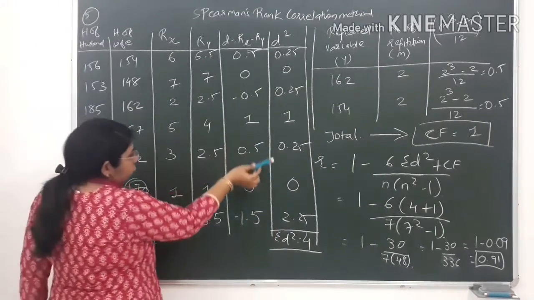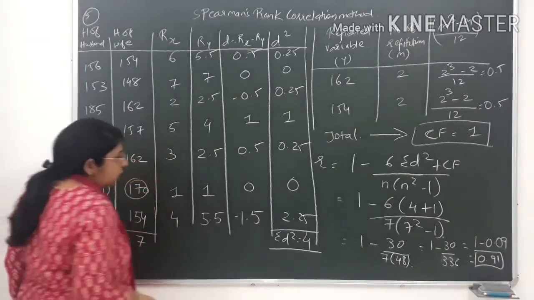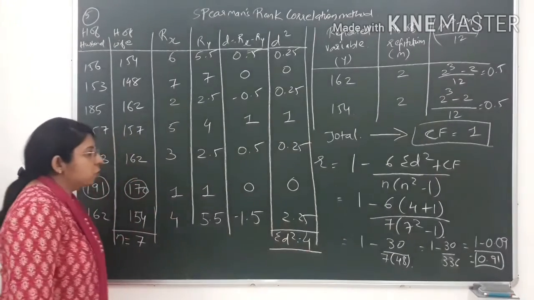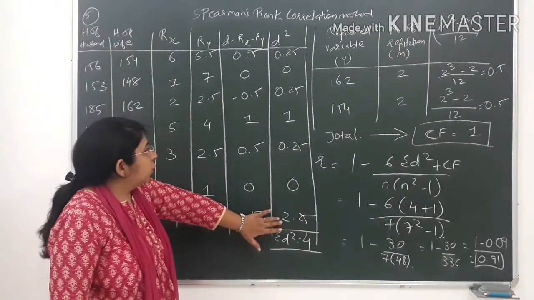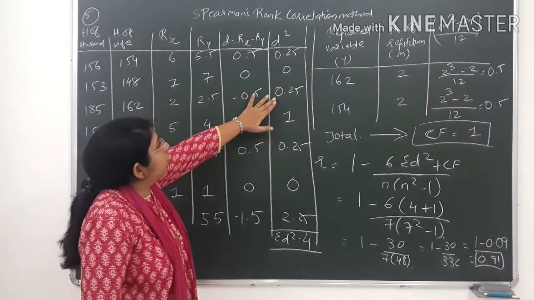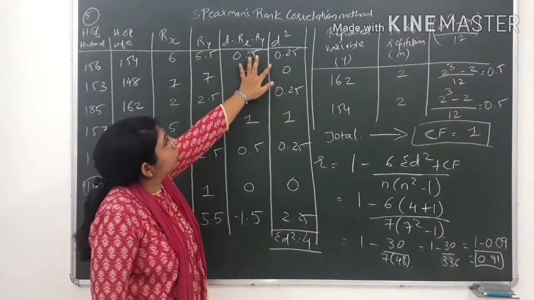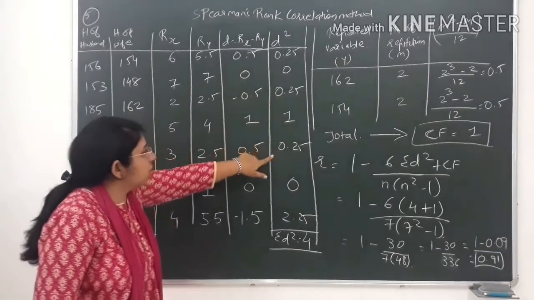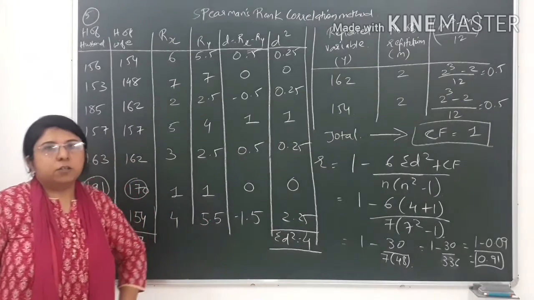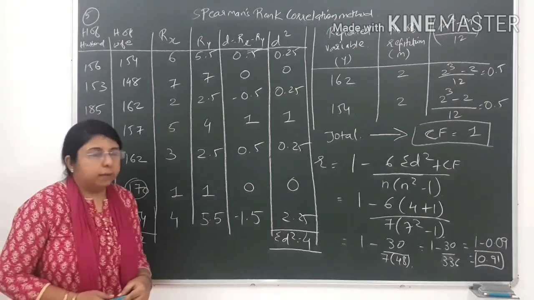In the same way, we have found the square of all the values of D and got the total of D square, that is sigma D square is equal to 4. This calculation you can also do orally. See over here, 2.25 plus 1 would come to 3.25, and 3.25 plus 0.25 is 3.5. 3.5 plus 0.25 would come to 3.75, and 3.75 plus 0.25 would come to 4. So many calculations you can do speedily in your mind, even without a calculator.